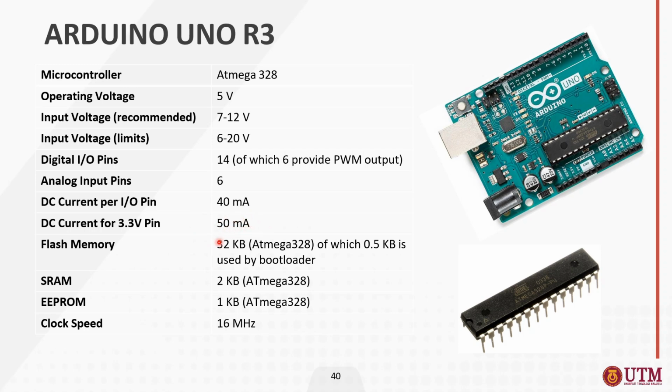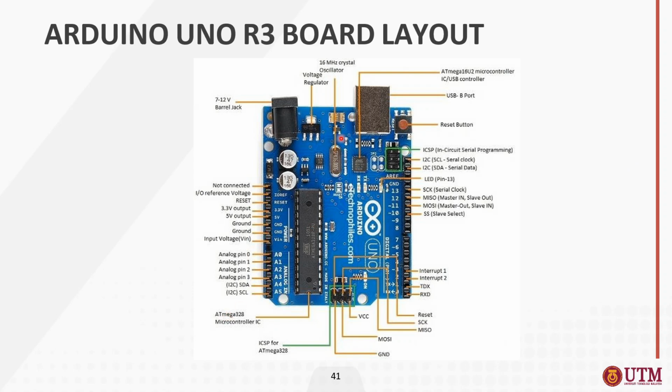In terms of flash memory, we have 32 kilobytes, of which 0.5 kilobytes is used by the bootloader. They also have 2 kilobytes of SRAM, 1 kilobyte of EEPROM, and a clock speed of 16 megahertz. So this is the layout of the Arduino.